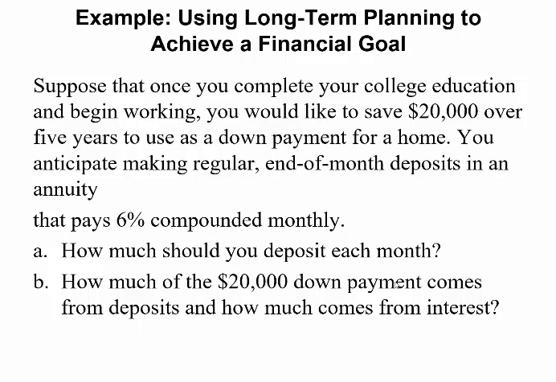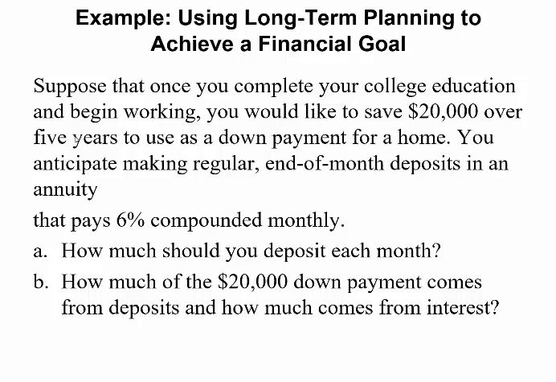Suppose that once you complete your college education and begin working, you'd like to save $20,000 over 5 years. That's the amount you want to save, that's the A, and I'm telling you the T, the 5 years. You want to use this as a down payment for a home. You anticipate making regular end of month deposits into an annuity.